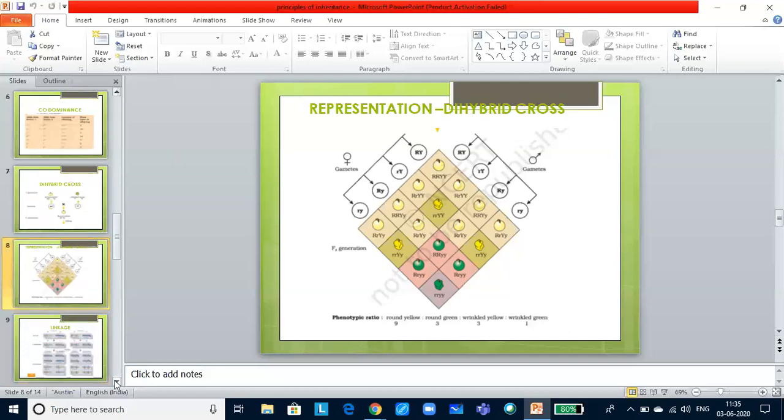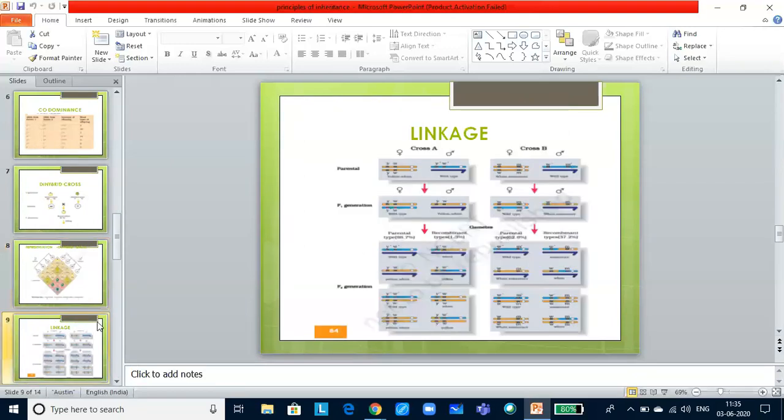Now let us look at linkage. Linkage was proposed by Morgan. He was the first one who studied linkage in Drosophila. It is a tendency for the alleles of different genes to be passed together from one generation to the next.